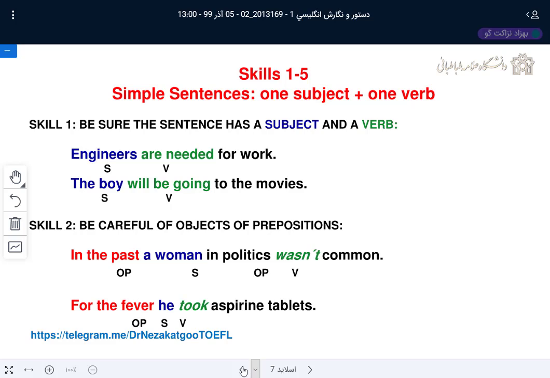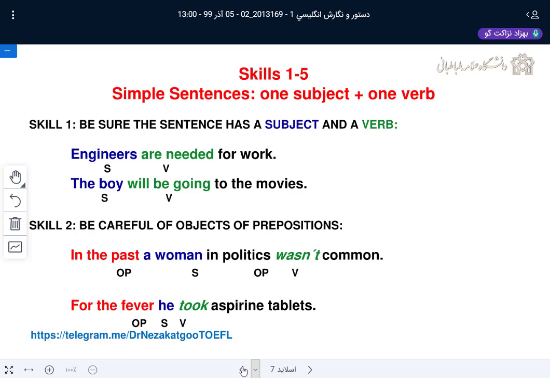Actually, first of all, be sure that the sentence has a subject and a verb, and we have to be careful of the object of the preposition and appositive when you are looking for the subject. This is another important point. Then be careful of the present participles and past participles when you are looking for the verb, because they look like verbs. They are verbals. So we should be very careful about these.